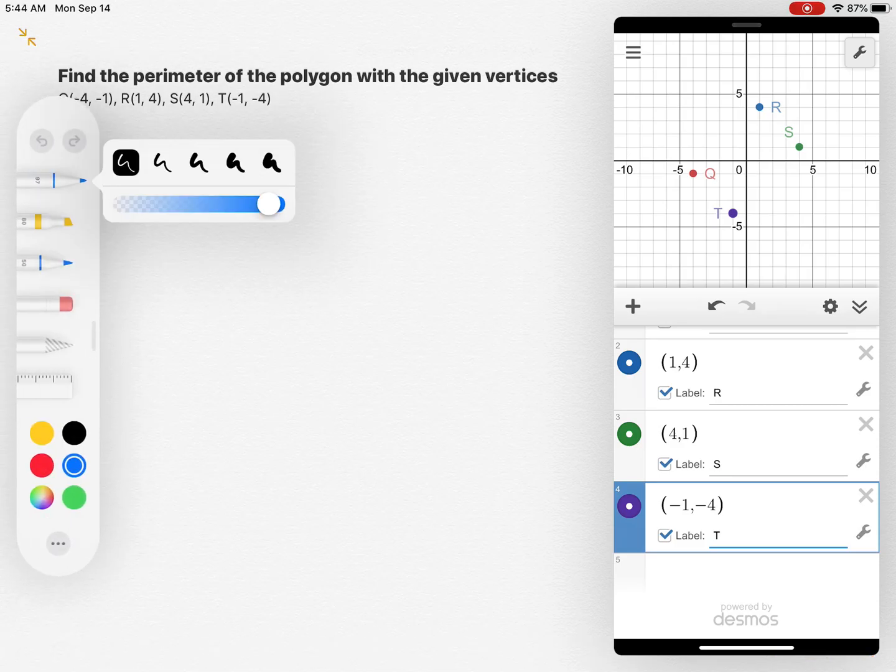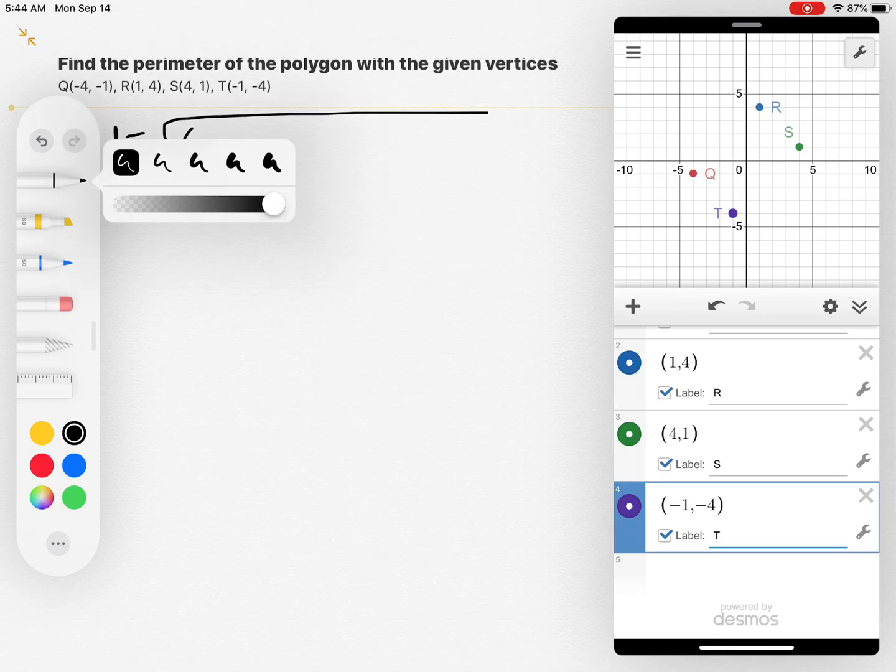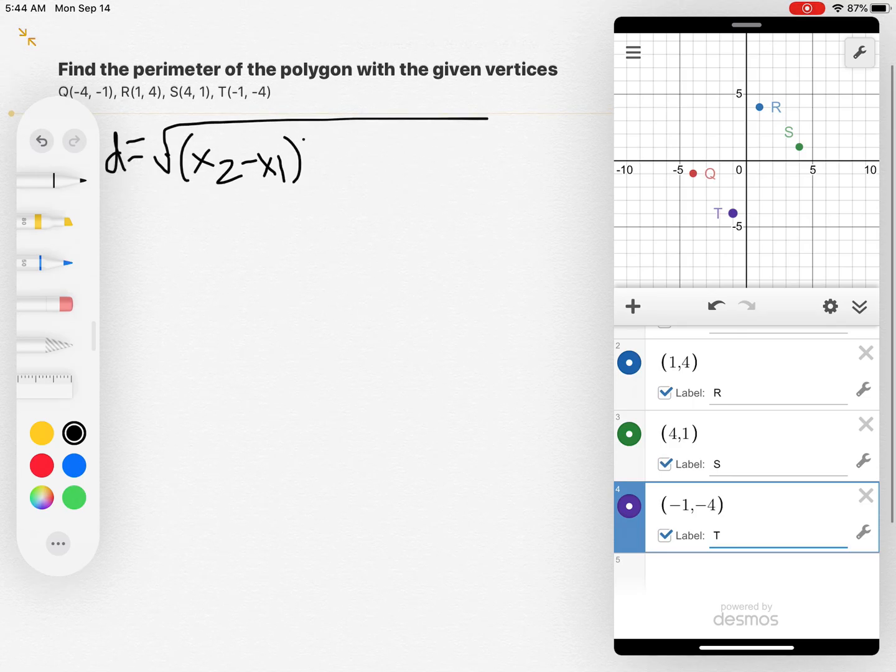I'm going to write it out just so we have it in front of us. Distance is the square root of x2 minus x1 squared plus y2 minus y1 squared. Okay, so we're going to be using that just like we did for the last few problems.